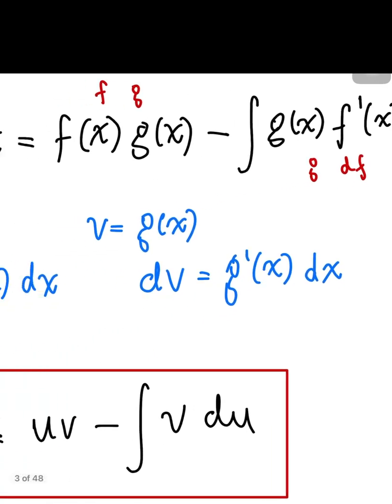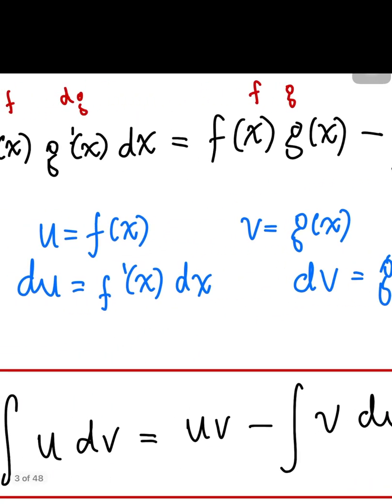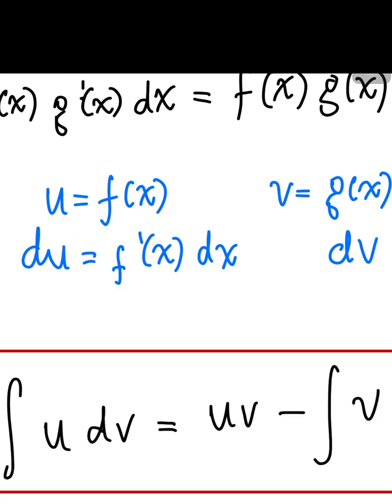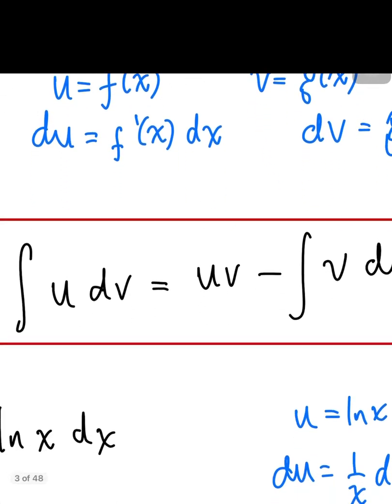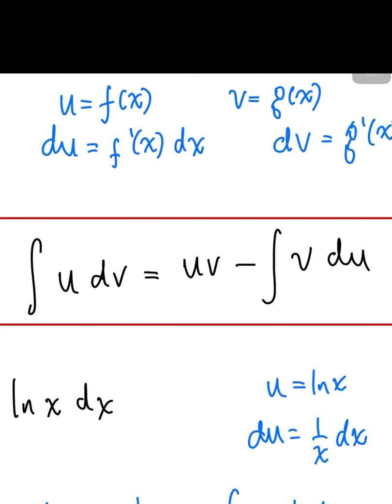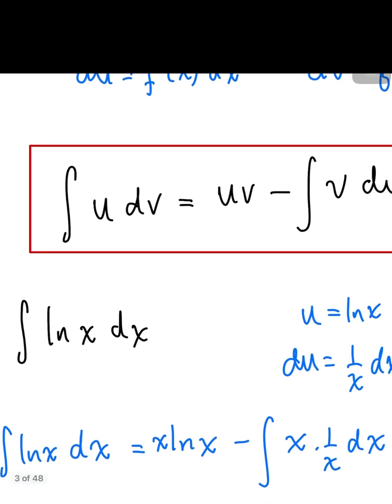Okay, and we can substitute u as f of x and v as g of x, and we can rewrite it as: integral u dv equals uv minus integral of v du. I think it's the most familiar one for you who have learned integration by parts before.